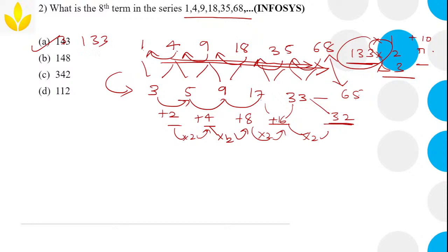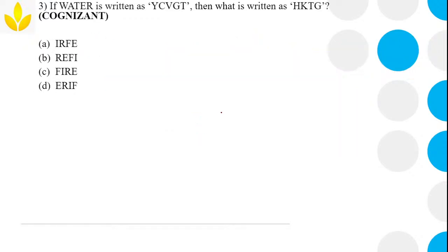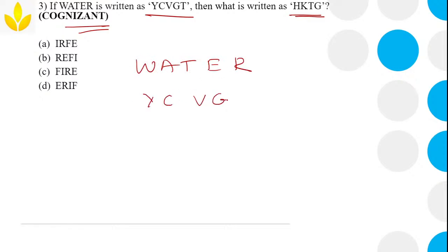Now, if you understood this question, let us go for the next question. See here, these questions we have taken from the model question papers. If water is written as this, then what is written as HKTG is the question. Okay. Now first write WATER. Water is written as YCVGT. Right? What you have to find is what HKTG is written as.